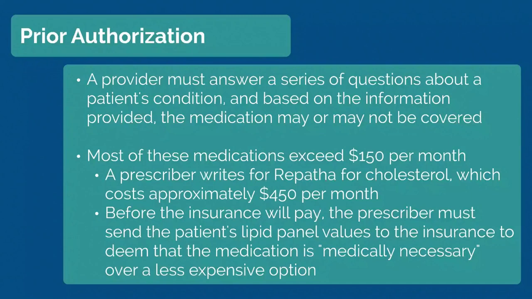Most of these medications exceed $150 per month. So a prescriber may write for Repatha for cholesterol, which costs about $450 per month. Before the insurance will pay for the Repatha, the prescriber must send the patient's lipid panel values to the insurance to deem that the medication is medically necessary over a less expensive option like a statin.